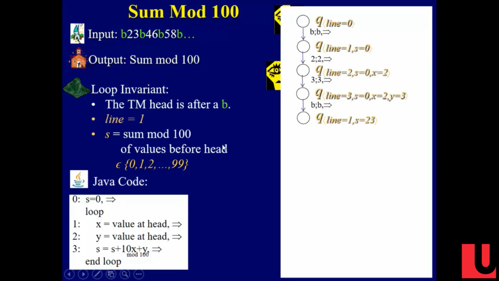And here, I'm in this state now. I'm in line 3. So I execute line 3. What does line 3 say? It says, change the value of S. And it doesn't say it, but you can forget X and Y. Right? So I'm in line 3. I know S is 0, and X and Y are this. So, and I'm looking at a blank. So I write the blank, I go right, and I go into the state where I'm back in line 1, but now I know that S is 23. Right? Are people following that?